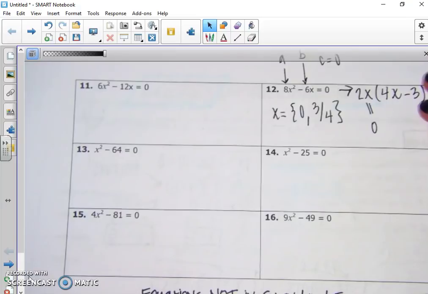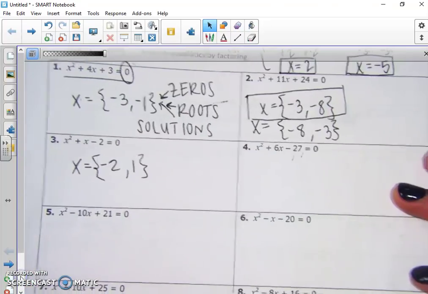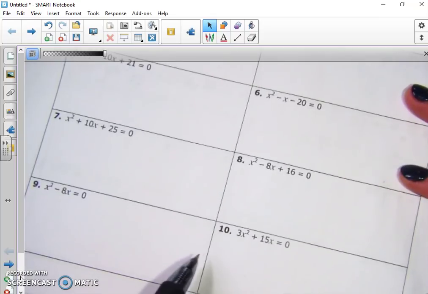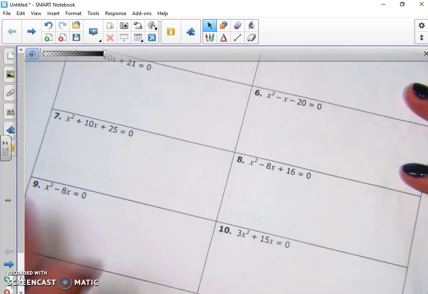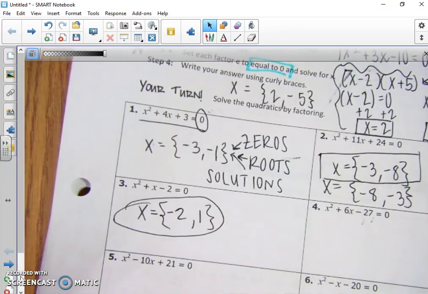All right, for the rest of these, you should be able to use the app. So just complete 11 through 16, as well as 4 through 10 on the previous page. All right, so you can plug in that app. All I'm looking for is solutions, just like this. Look out for the Google form.